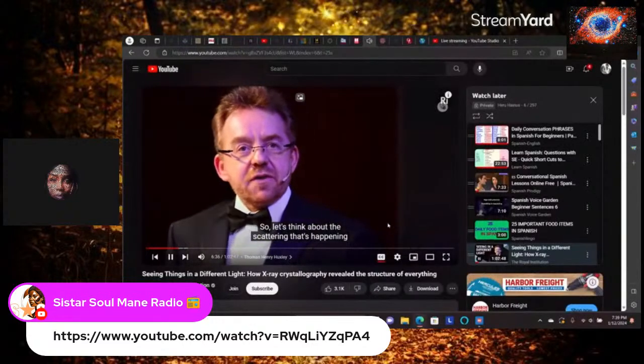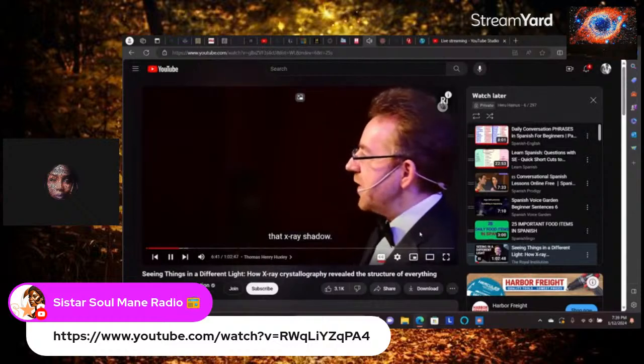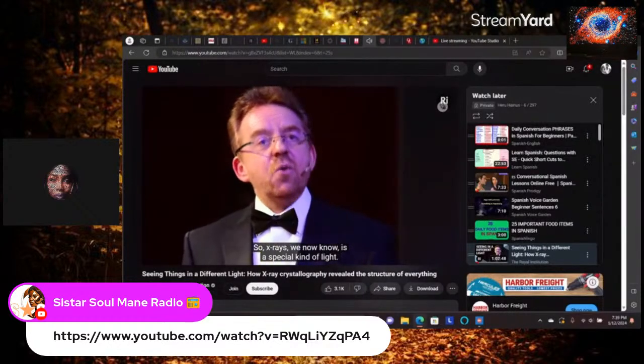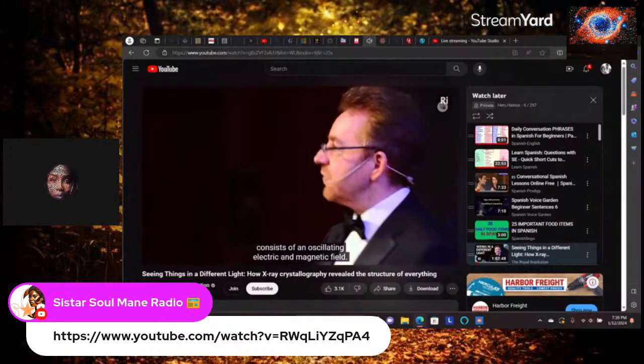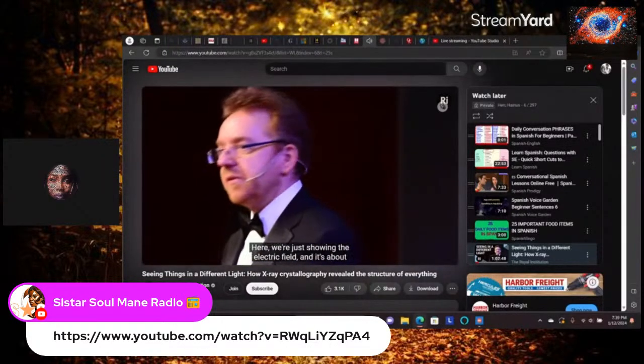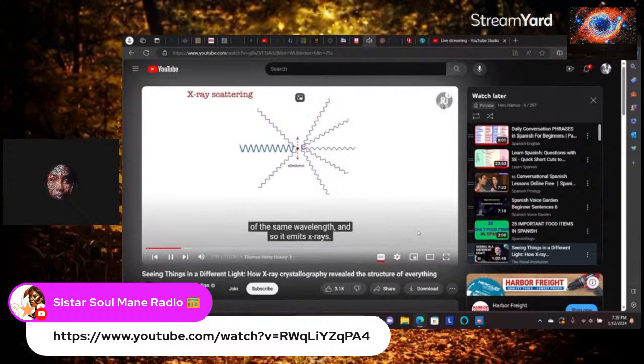Let's think about the scattering that's happening and that explains that X-ray pattern, that X-ray shadow. So X-rays, we now know, is a special kind of light. It just has a very short wavelength, and it effectively consists of an oscillating electric and magnetic field. Here we're just showing the electric field, and it's about to hit an electron. And when an electric field hits an electron, a charged particle, it causes that electron to oscillate up and down. And an oscillating electron will itself emit radiation of the same wavelength, and so it emits X-rays, and in fact, almost in all directions are X-rays emitted.